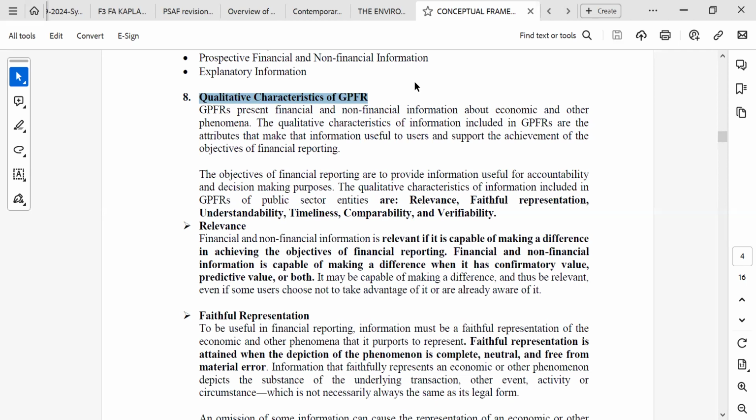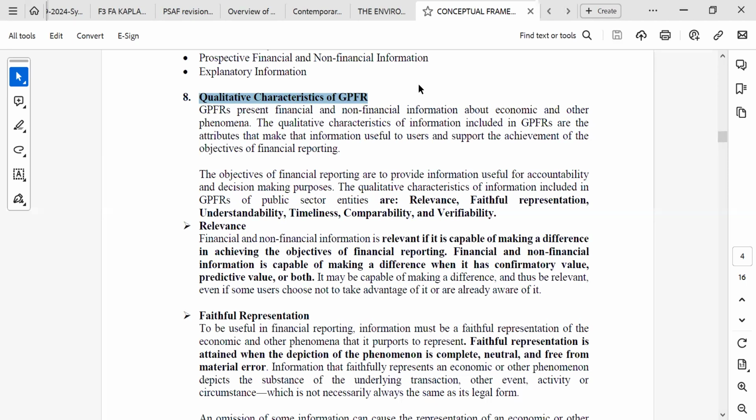Faithful representation. Yes, faithful representation. It should not carry misleading facts.